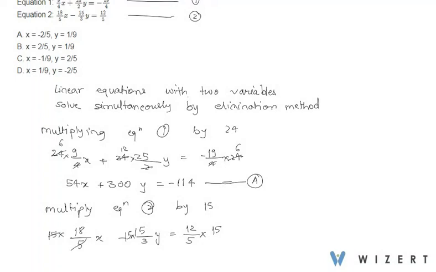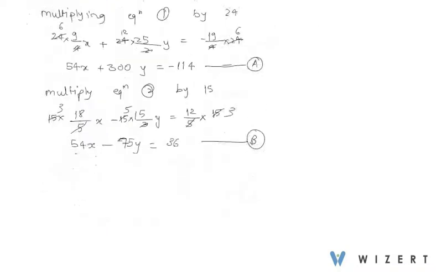So 5 3s are 15, 18 3s are 54x. This is minus, so 3 5s are 15, 15 5s are 75. So minus 75y equal to 5 3s are 15, 12 3s are 36. This is equation B.